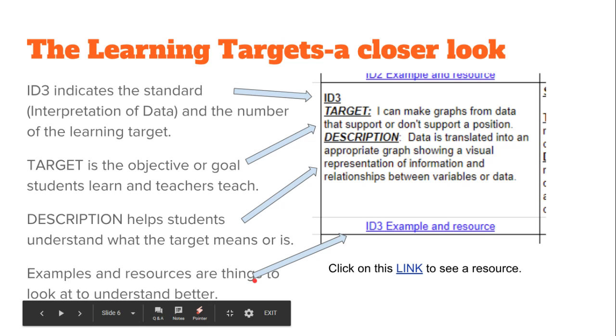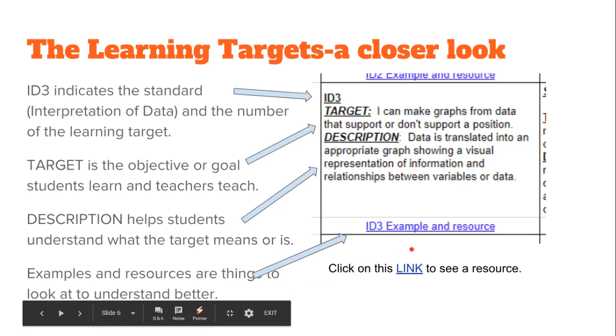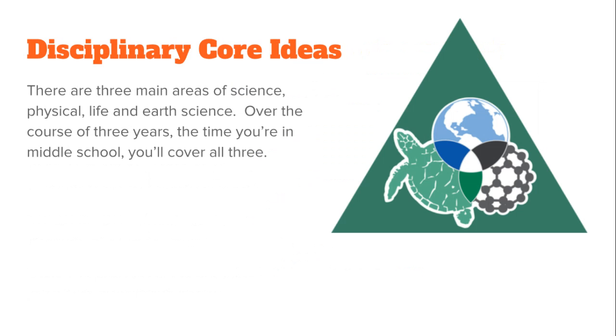I talked about this a little bit in the previous slide. ID3 is the family, third target. So in interpretation of data, targets are the objectives or goals. Descriptions help you understand. And the examples and resources are links that are provided so that you can go off and investigate more clearly or research for more understanding.